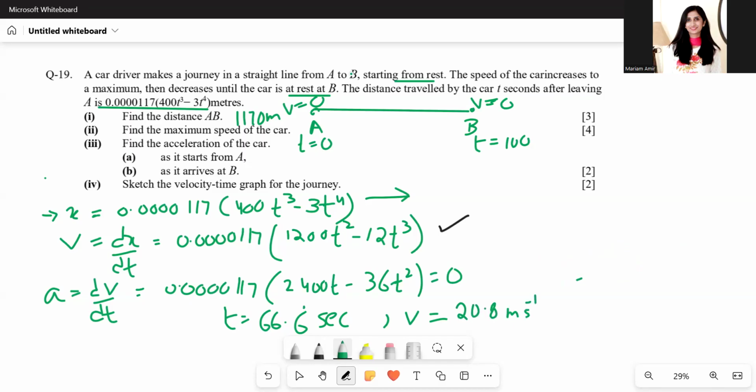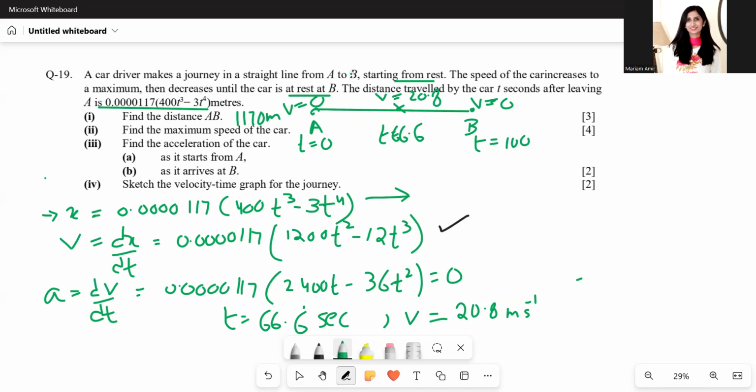So now we know that when the time is 66.6, I'm just collecting the data because I know in the end I have to make a graph as well. So somewhere in between A and B, the velocity will be maximum, which would be a value of 20.8.